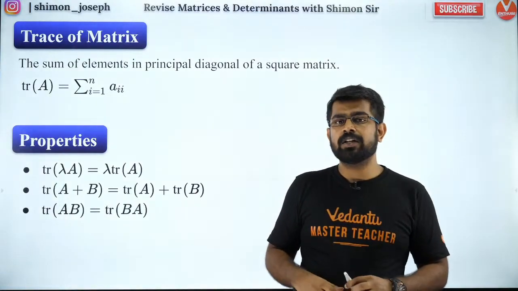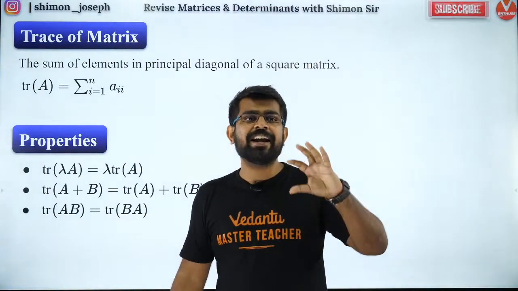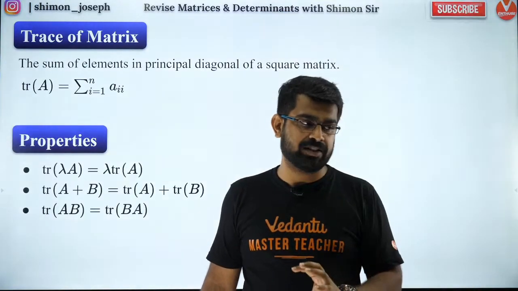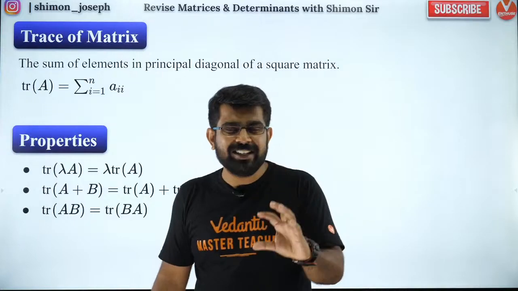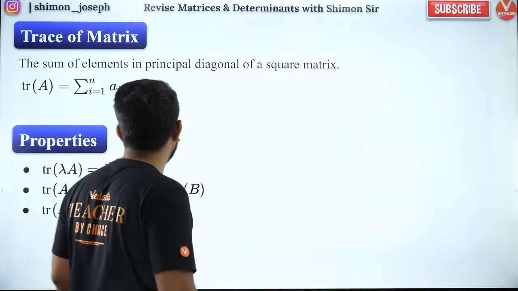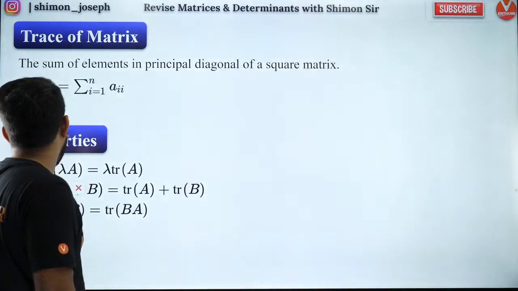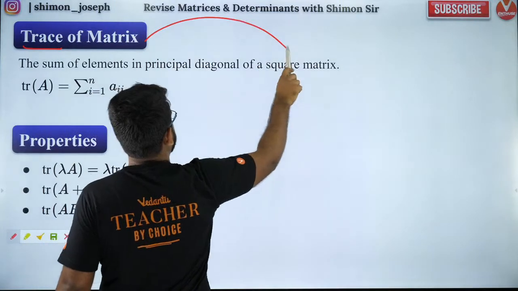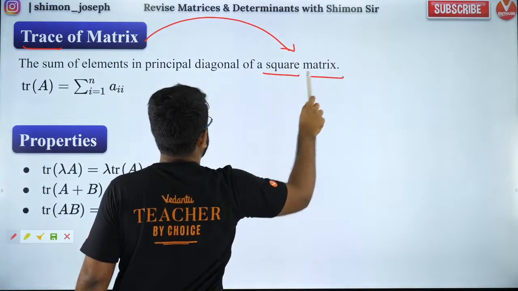Exactly, Stacy. So trace means it is the sum of diagonal elements in a square matrix. So please understand, whenever we talk about trace, we only talk about square matrix. Otherwise, we cannot find trace.